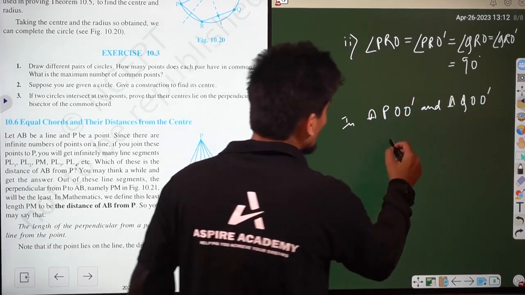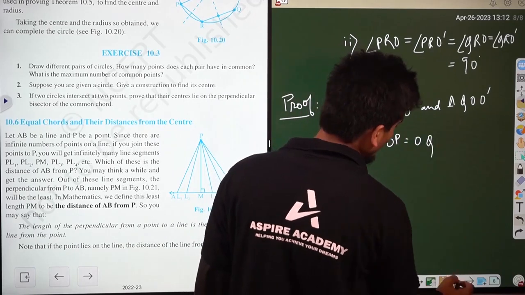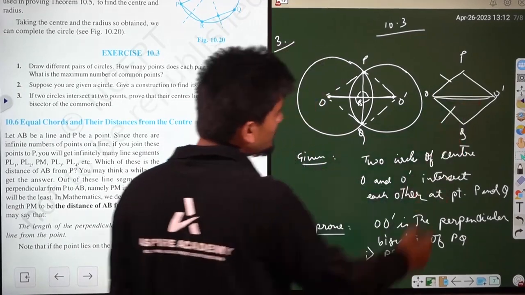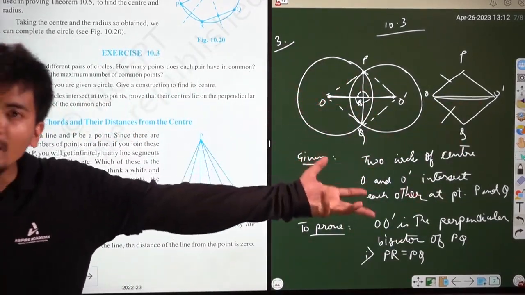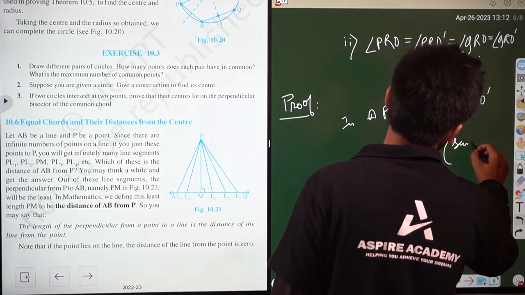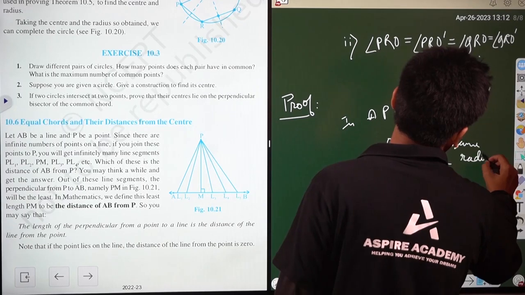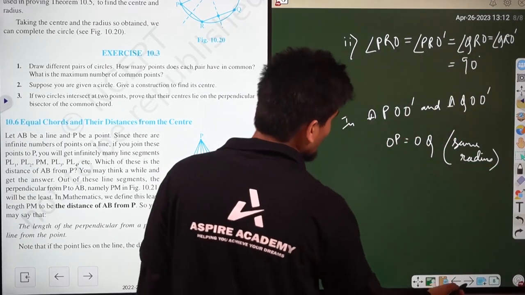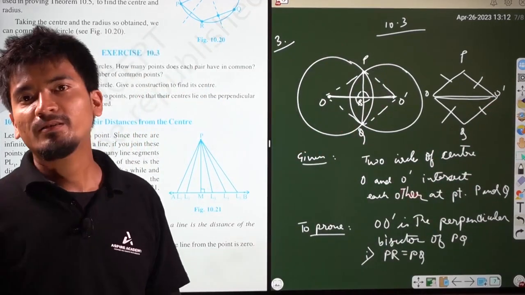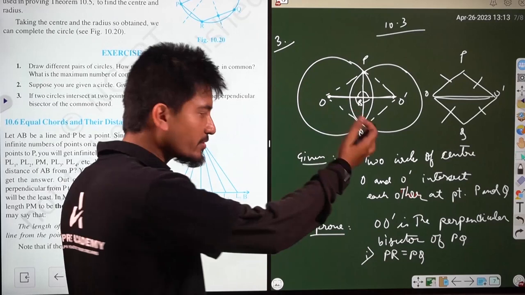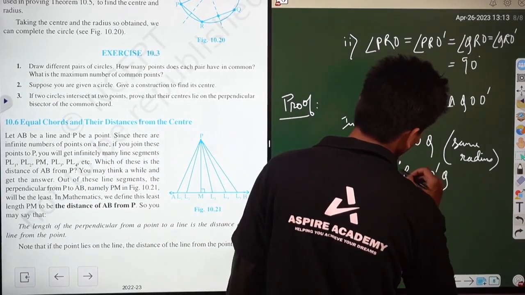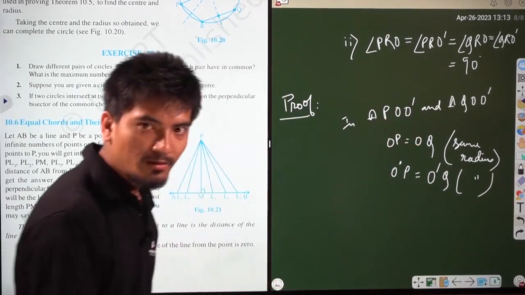So, what we have? OP is equal to OQ. This part is equal to this part. Why? Because they have the same radius, right? So, we can write here same radius. Again, we have O dash P, this side is also equal to this side because this is the radius of the smaller circle. So, this radius will also be equal. So, O dash P is equal to O dash Q because they have the same radius, right?